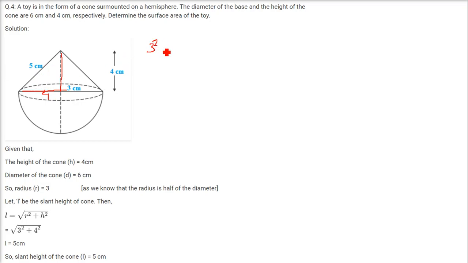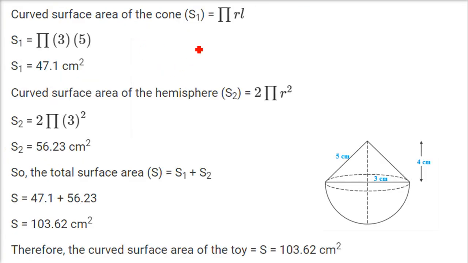So what will be the slant height? It will be 3 square plus 4 square under root for this conical part, and this is going to be 25, under root 25, and it is going to be 5. So this is the slant height of this cone, right? Now we know that the curved surface area of the cone is pi into r into L. We just found out this to be 5, and radius we already know it is 3 for both of these parts.